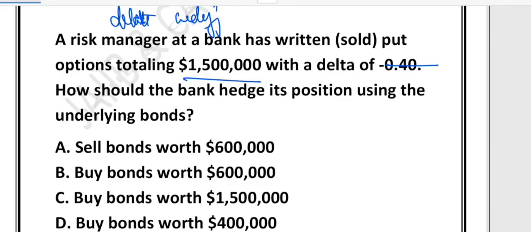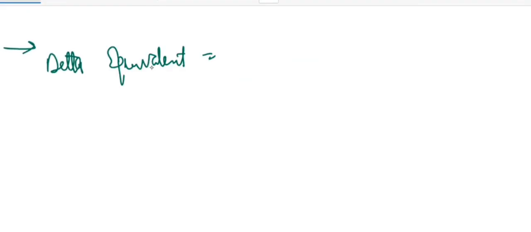They have given you four options. Now friends, what is the meaning of this delta? Delta tells you how much the option position changes for a small change in the underlying. Let me explain. For the whole option position, if you compute the delta equivalent, it will be the notional amount multiplied by delta.